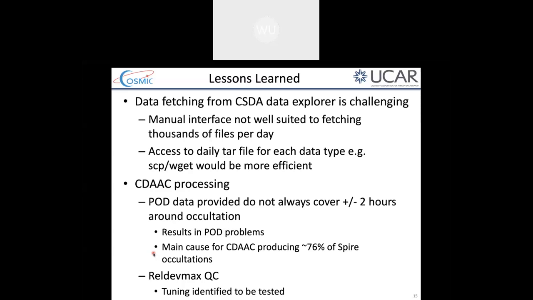And then on the QC, we've identified in particular one parameter that can be tuned, and I think we'll get a few more good quality profiles on the neutral atmosphere side as a result.